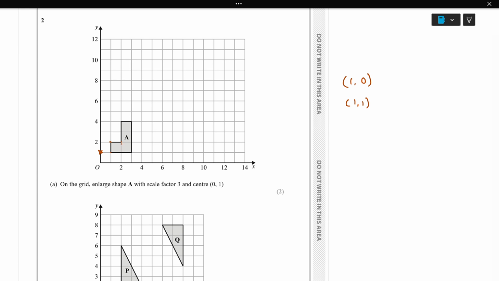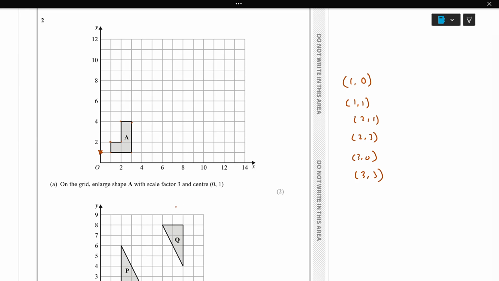Next I'll go for this point, 2 units right and 1 unit up. Then I'll go for this point, that is 2 units right and 3 units up. Then this point, 3 units right, so (3, 0). Then this point, 3 units right and 3 units up, (3, 3).